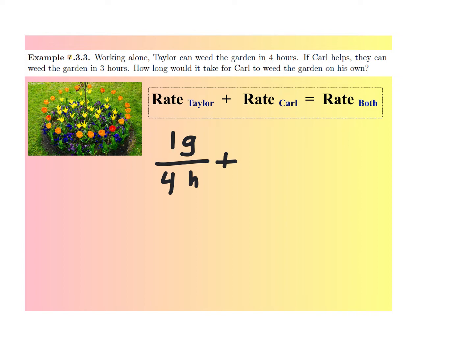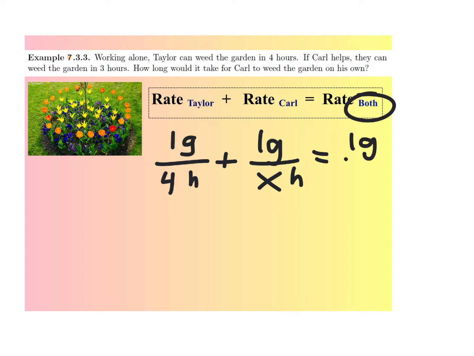Go from there. I'm going to pause for a second while you try to answer this question. Okay, let's see if you did it the same way that I did it. So if Carl helps, well, that doesn't tell me much. So what do I write for Carl if I don't know how much he did? Well, I don't know how much he did, but they weeded a garden. He did 1 garden in some unknown amount of hours. Equals, for both of them together, 1 garden was done in 3 hours.